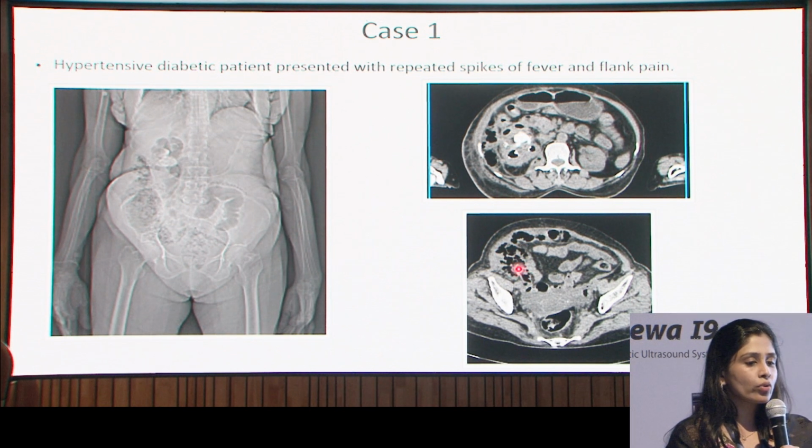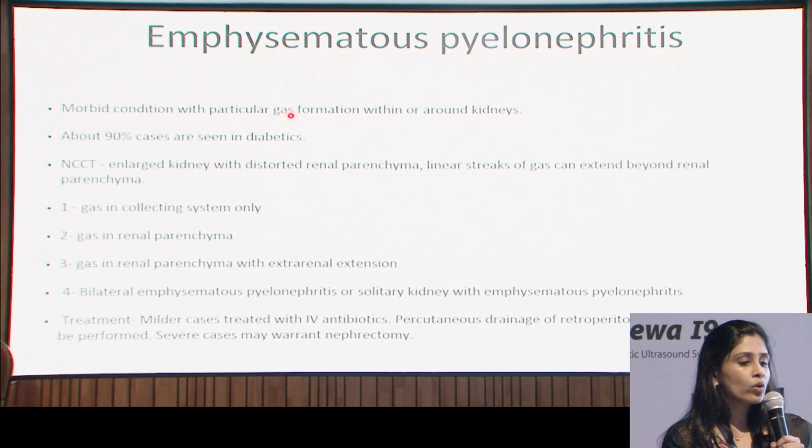Now, it is important to know emphysematous pyelonephritis, which is a very morbid condition, and about 90% of cases are seen in diabetics. On NCCT, it is important to note the grading of emphysematous pyelonephritis, because treatment in milder cases is usually with IV antibiotics, while percutaneous drainage can be performed, and severe cases may warrant nephrectomy.